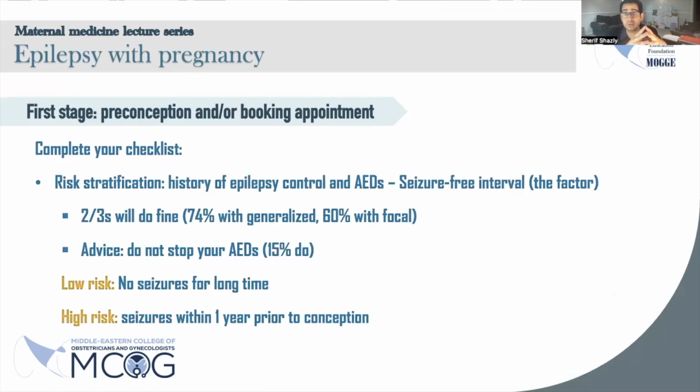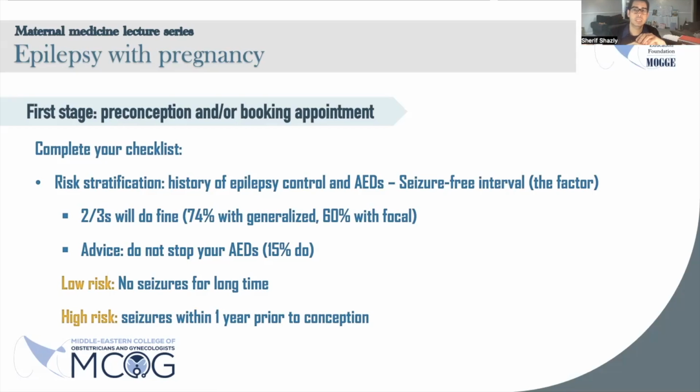If the diagnosis is verified, I would like to do a risk stratification, which means, okay, we know this lady has epilepsy, but again, we need to know when was the last epileptic episode. We need to know how is her situation with medications, because we know that 2/3 of women typically do not get any epileptic seizures during pregnancy. They just do fine, 2/3 of them. And actually, to be more specific, if they are known to have generalized epilepsy, the chance is 74% that it will go fine during pregnancy. The percentage goes a little bit lower if she's having focal epilepsy, it's 60%.